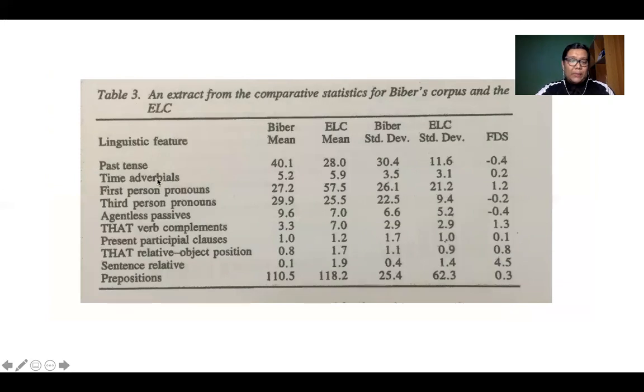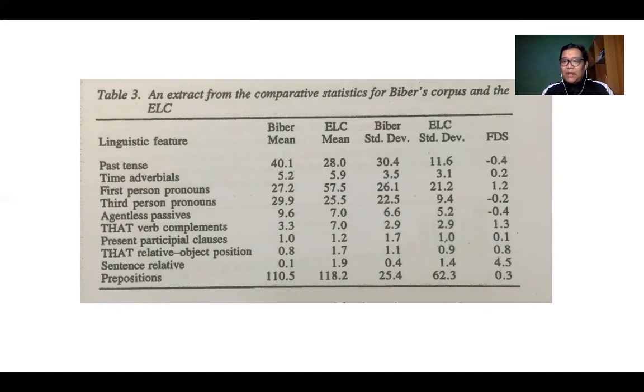So you can see here linguistic features. You might want to look at the past tense, the adverbials relating to time, the pronouns. Which pronoun is really dominant? Is it first, third, or second person? Are there any agentless passives present? The use of that as a verb complement or as a relative object position. And then we also have sentence relatives. The use of prepositions even could also be one interesting topic that you might want to consider. But with the bulk of data that we have, if we are to consider all of these linguistic features, it may take us a lot of time before we can finish the analysis.